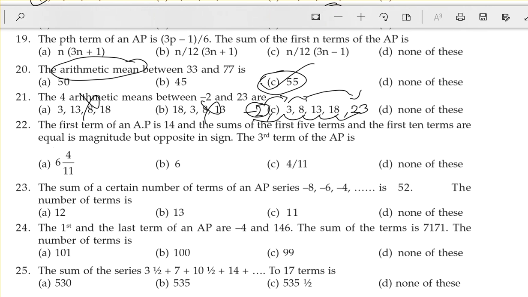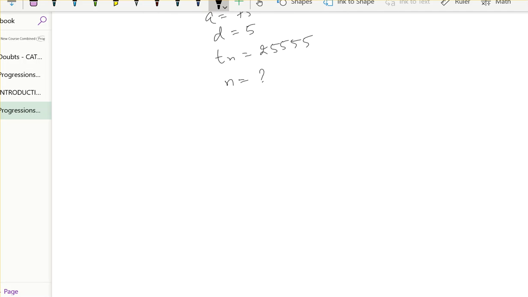First term of AP is 14, and sum of the first 5 terms and first 10 terms are equal in magnitude but opposite in sign. That means A is equal to 14, sum of first 5 terms and sum of first 10 terms are equal in magnitude but opposite in sign.